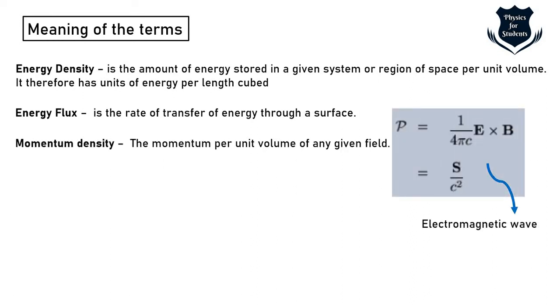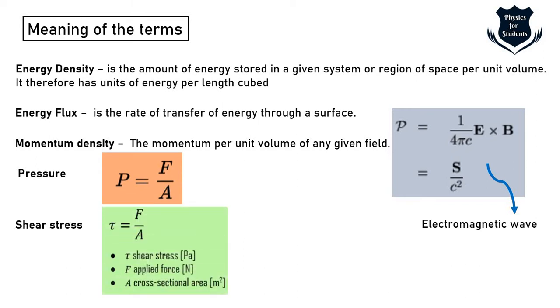Momentum density is the momentum per unit volume of any field. On the right hand side in the blue box, I have mentioned this momentum density just for an electromagnetic wave. Pressure, we all know, is given by this formula, and shear stress, denoted by the Greek letter tau, is basically the force applied divided by the cross-sectional area, which is in m squared. So just to make you understand, when we speak of those terms, what those terms actually mean, I have given a basic overview of their definitions.